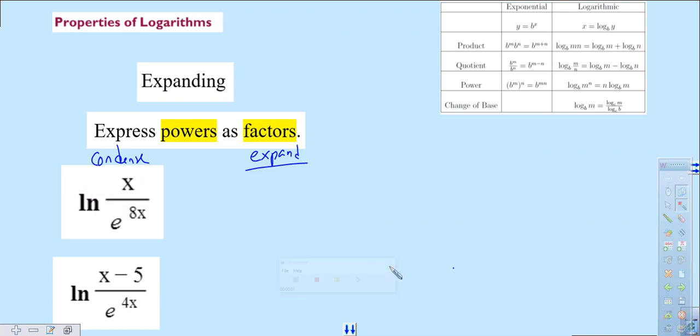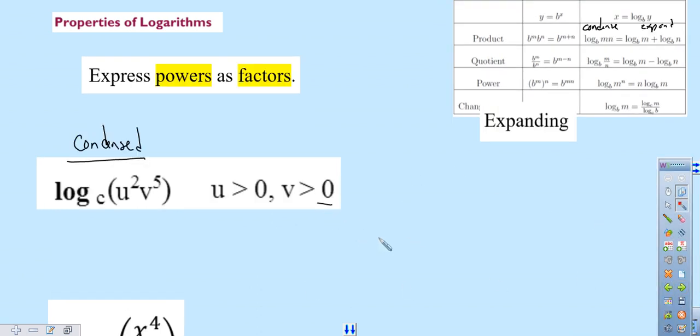All right, let's take a look at some specific examples where we have more than one property being used at the same time. So now this is a free-for-all. Let's actually do a regular log one first. Let's change forward to this one. So I have something that's in condensed form that I want to pull apart. I want to expand it.